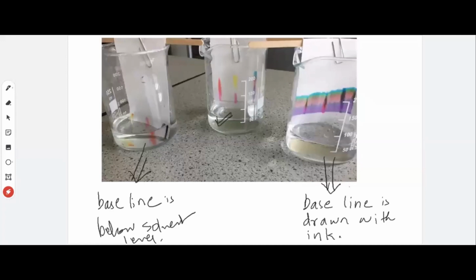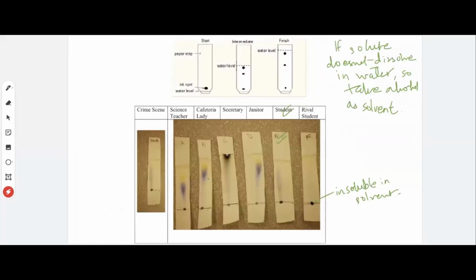Okay, beta. So now look over here. We have drawn the baseline with pen, which is why the dye has merged with the solutes. Now look over here. So over here, you see these are the different results.